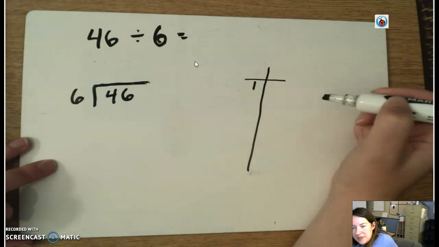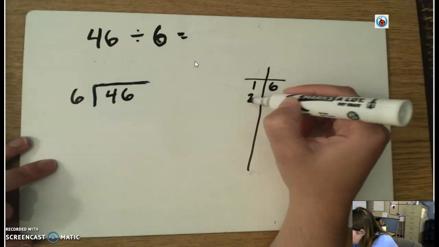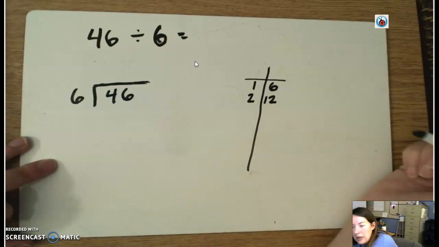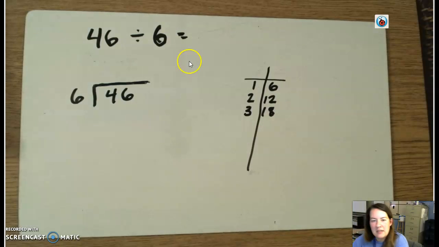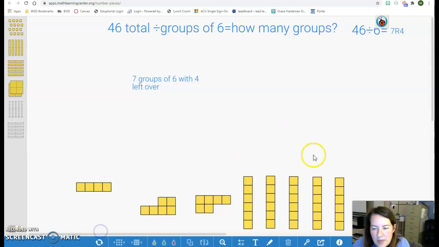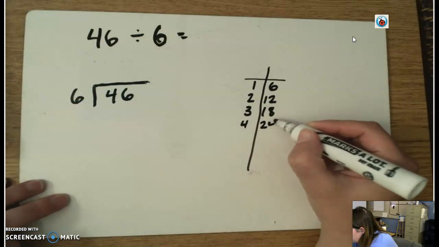So if I had one group of 6, how many pieces would that be? 6, right? If I had 2 groups of 6, that would be 12, right? If I had 3 groups of 6, that would be 18. And if I'm not sure, I could check back to my problem. One group of 6 is 6. 2 groups of 6, count them, 12. Look, 3 groups of 6, 18. 4 groups of 6 is going to be how much? It's going to be 24. Let's keep going. 4 groups of 6 is 24.